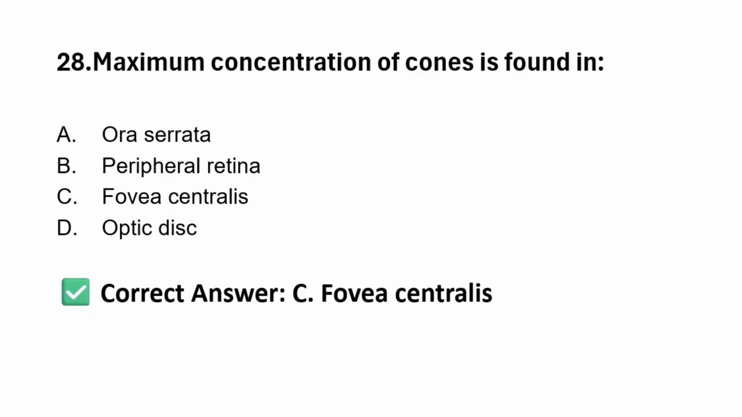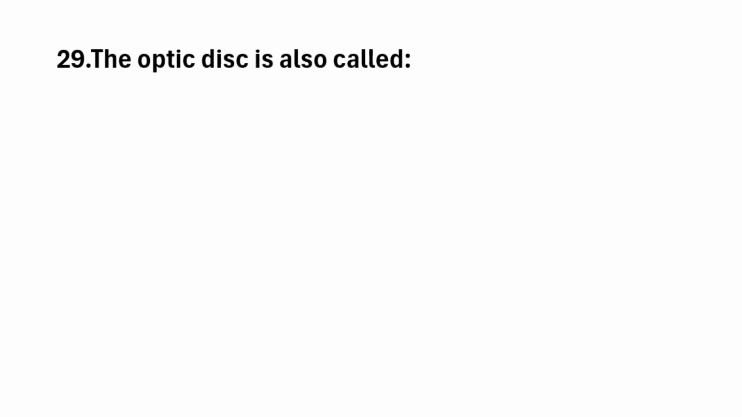So moving to the next question, question number 29. The optic disc is also called option A yellow spot, option B blind spot, option C macula, and option D fovea.